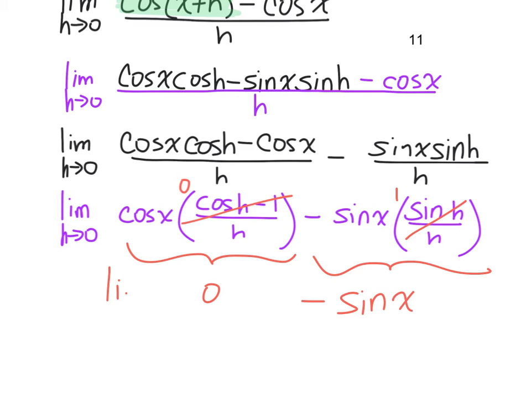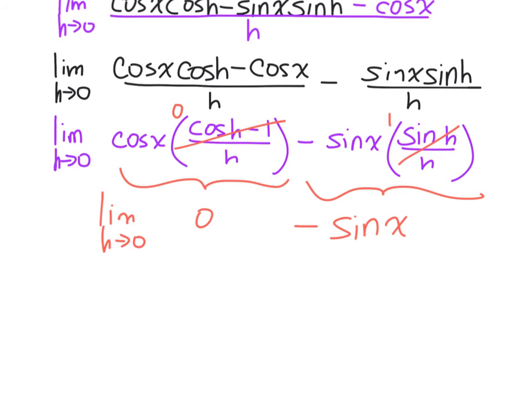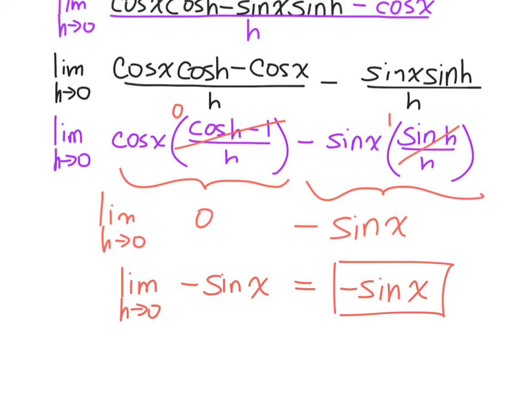So it's still a limit. Well, actually, I kind of applied the limit, but I'll write it anyway. So 0 minus the sine of x. So it's the limit as h approaches 0 of negative sine of x, which is just going to be negative sine of x, because there's nowhere to plug in a value for h. So it's just that.